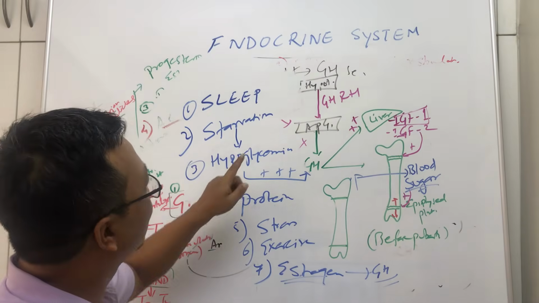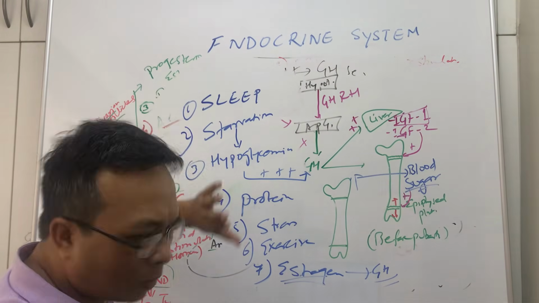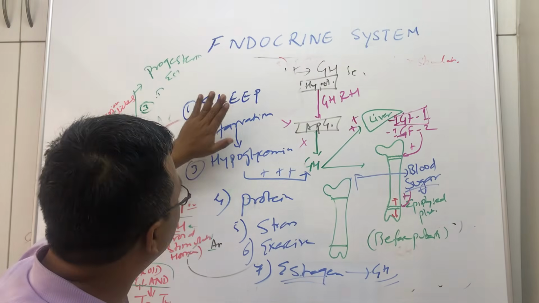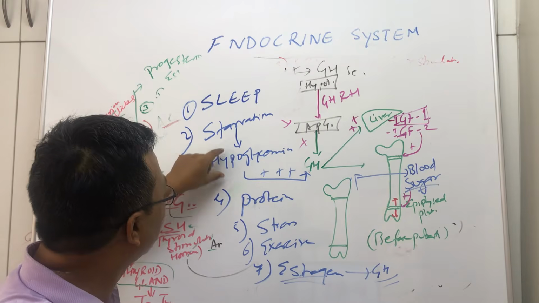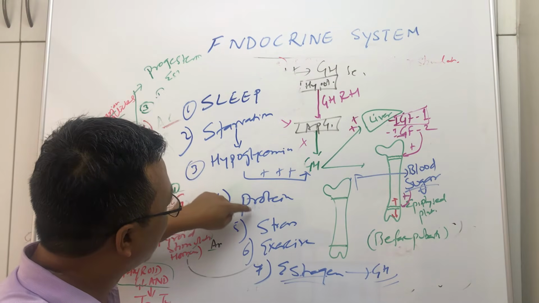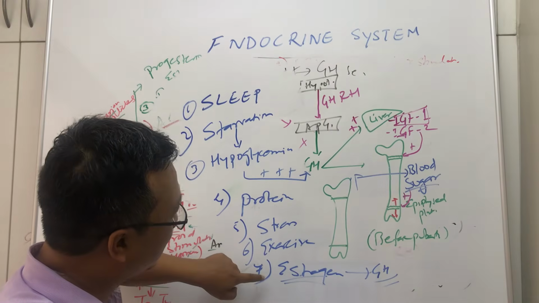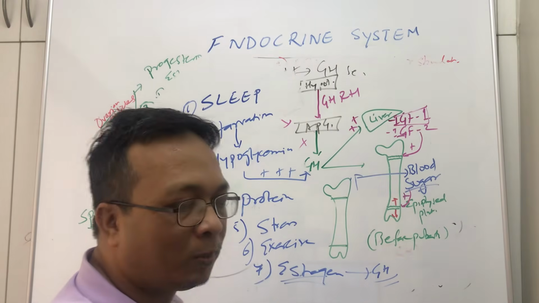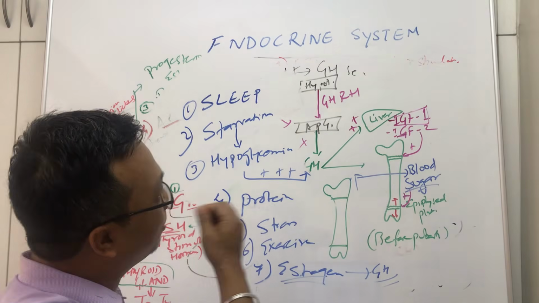So what are the factors that stimulate growth? Sleep is very important. Starvation, we don't follow this. We don't need to make the children starve. But make sure you reduce the sugary foods in the children. Hypoglycemia stimulates growth. Protein meal, stress, exercise. Yes, it is natural. Estrogen hormone influences the growth hormone. These are the factors that stimulate the growth hormone.